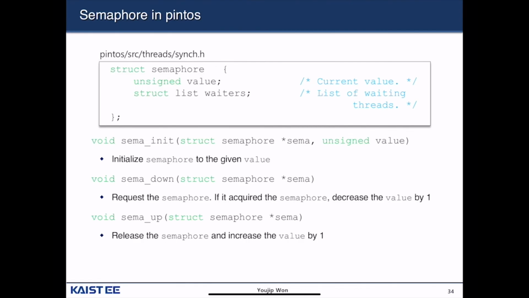But if the process fails to acquire the semaphore, then it has to block. And sema-up releases the semaphore. So here you have to modify sema-down and sema-up.